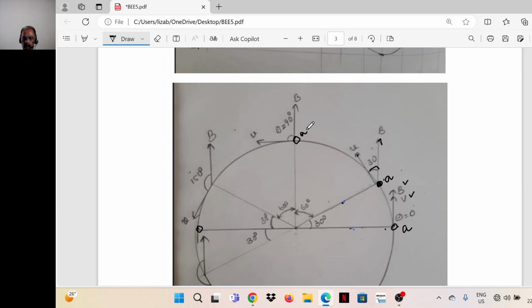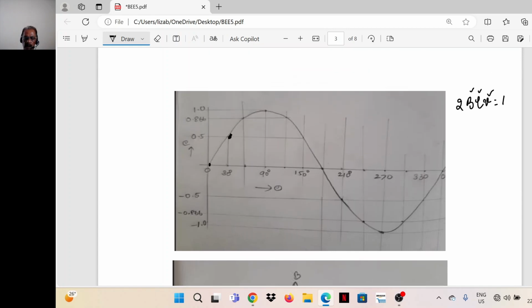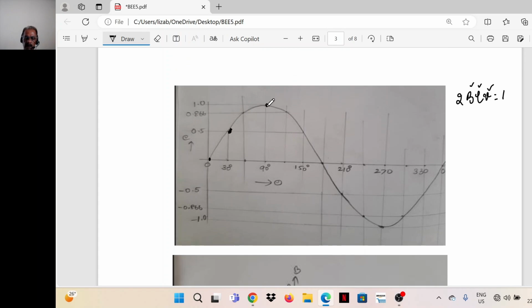Now what is the angle theta? Theta is 90 degrees. Here the velocity vector is tangential to the circular path. The velocity vector is shown here. The flux density vector is always up. So the angle is equal to 90 degrees now, same as this angle. So BLV sine theta is maximum now. So the induced EMF at this position is 1.